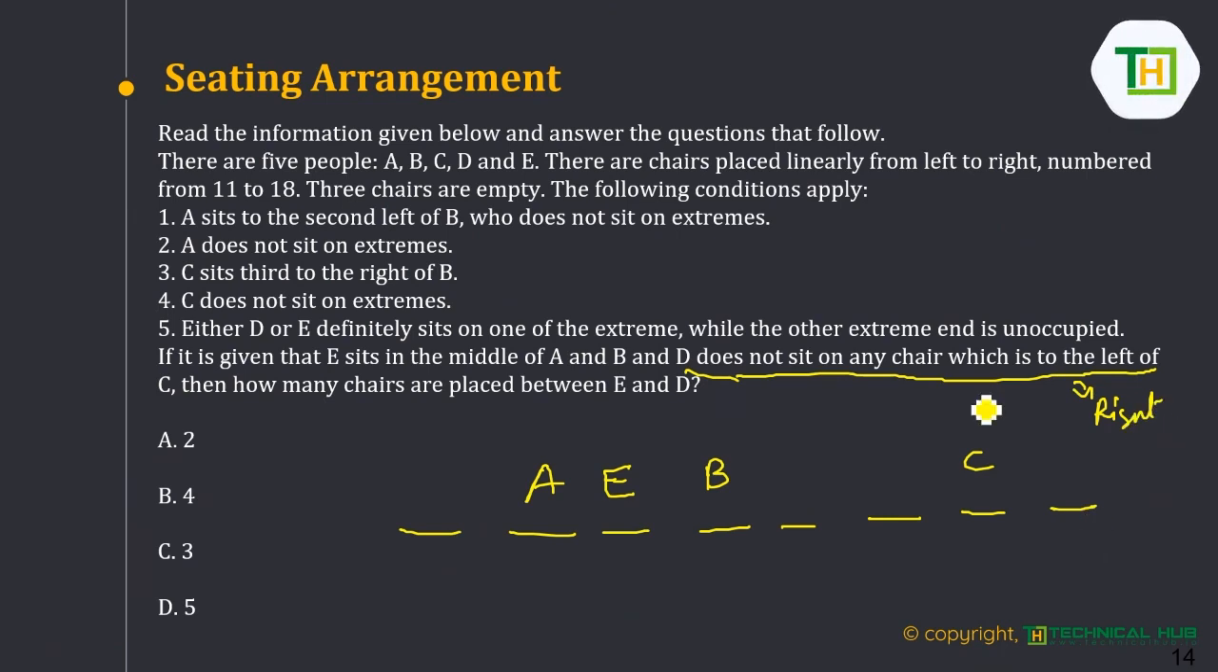The sentence is right here, not split into two sentences. So the complete sentence is D does not sit on any chair which is to the left of C, means taken as right of C. D's position is right of C, so between E and D there are 1, 2, 3, 4 people. Yes, this is the answer. Good, very good.